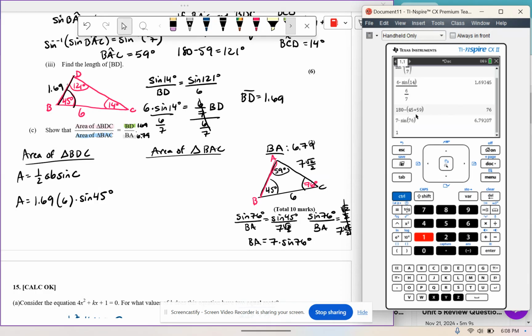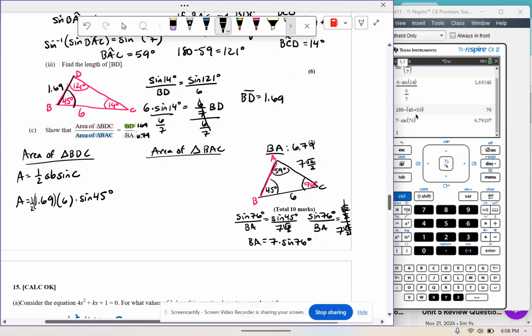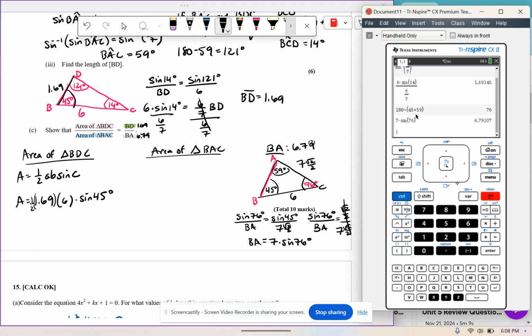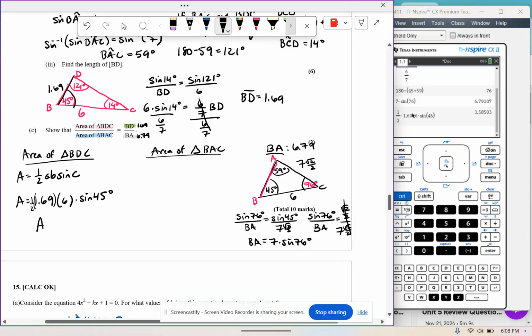Oh, I forgot my 1/2 out front. 1/2. Sneak him in. So area of triangle BDC is equal to 3.58503. Then let's calculate the area of triangle BAC.